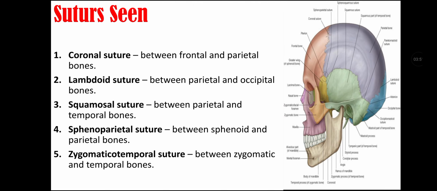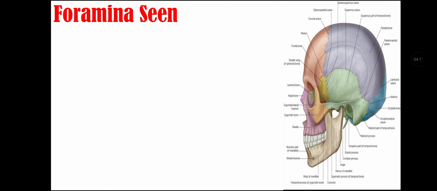Coronal suture is the suture between frontal and parietal bone. Lambdoid suture is the suture between parietal and occipital bone. Squamosal suture is the suture between parietal and temporal bone. Sphenoparietal suture is the suture between sphenoid and parietal bone, and zygomaticotemporal suture is the suture between zygomatic and temporal bones.